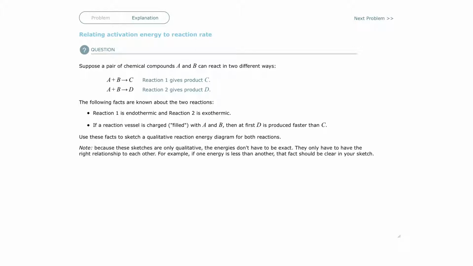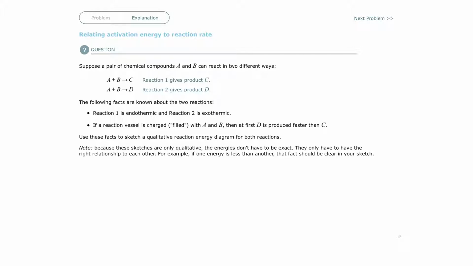Reactions rarely happen automatically. They normally need a little bit of an incentive or a little bit of a push, and that's the activation energy. So the activation energy is higher than the beginning, and it acts like a hill in between where you are and where you're going.